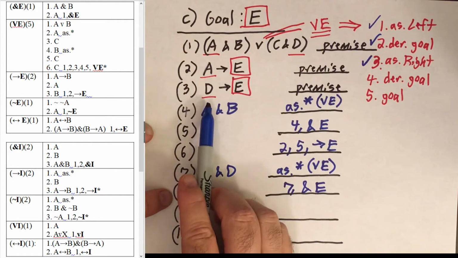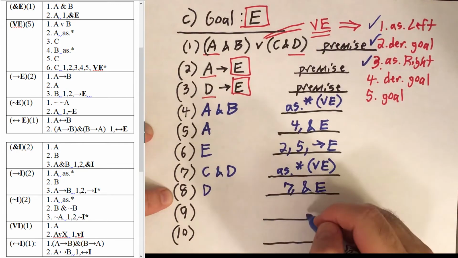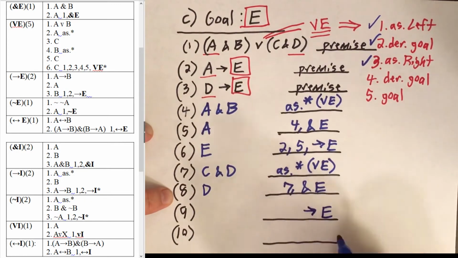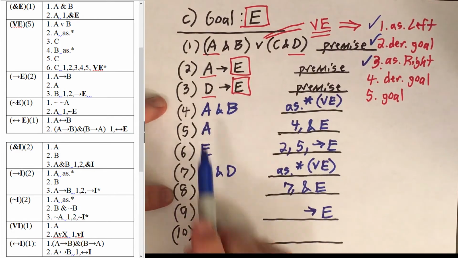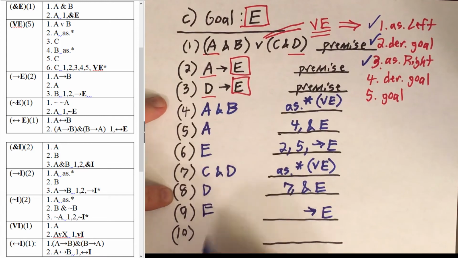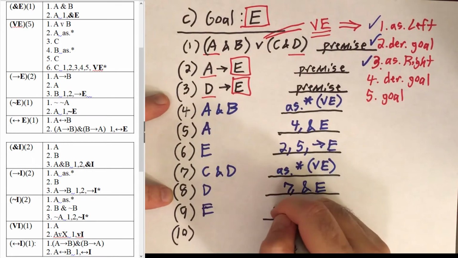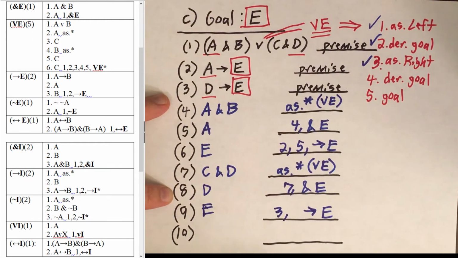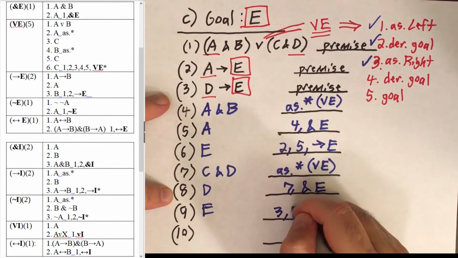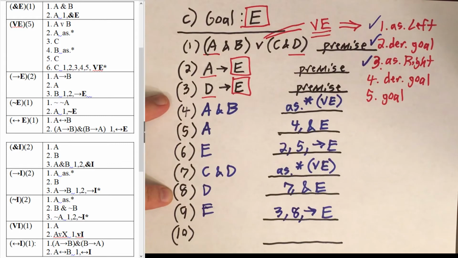What do? Look at line 3, a simple conditional elimination rule. I can take apart line 3 because I prove the left side is true. There it is. E is true once again because the conditional is true in line 3 and the left side is proven in line 8. Do you get it?